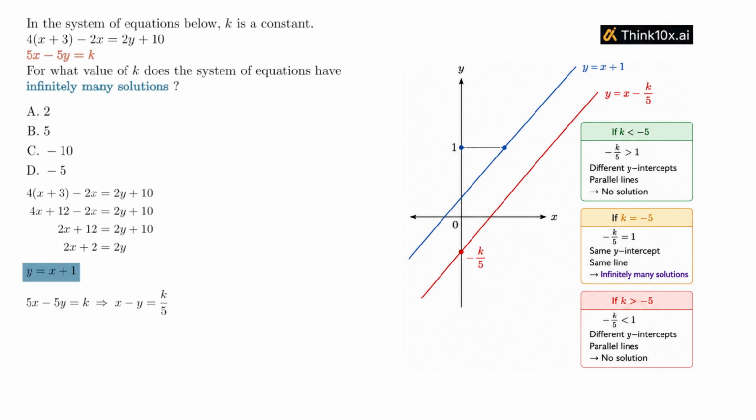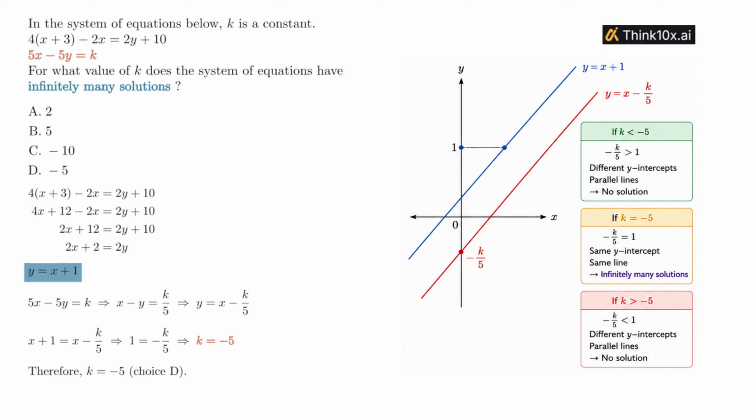Next, we rewrite the second equation the same way. The big idea is, if both equations become the same y equals expression, then every point on the line works, giving infinitely many solutions. For infinitely many solutions, the two y expressions must match for all x values, so we set them equal. Notice the x terms already match, so the constants must match too. That's what will pin down k. This value makes the two equations describe the exact same line. So the system has infinitely many solutions when k equals -5. That matches choice D.